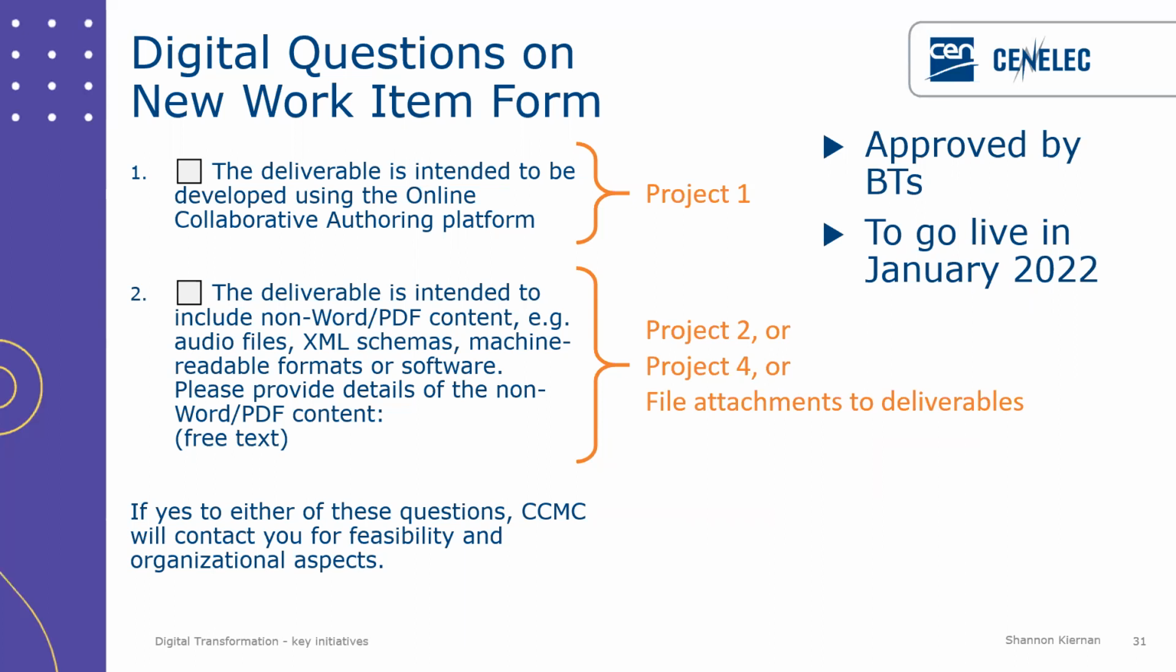This could lead to project 2, 4, or file attachments deliverables, so machine readable standards or open source, because it's not easy for everybody to figure out the difference between those and which one is most relevant. And that's exactly why we did the comparison table a minute ago, because it's not obvious for people. In any case, if either of these boxes are ticked, CCMC, probably me, will contact you for feasibility and organizational aspects, because just because you're interested doesn't mean it's necessarily the best solution for you, or that you're a perfect match for the project. So we'll validate it before we invite you to get on board as a pilot or whatever else.